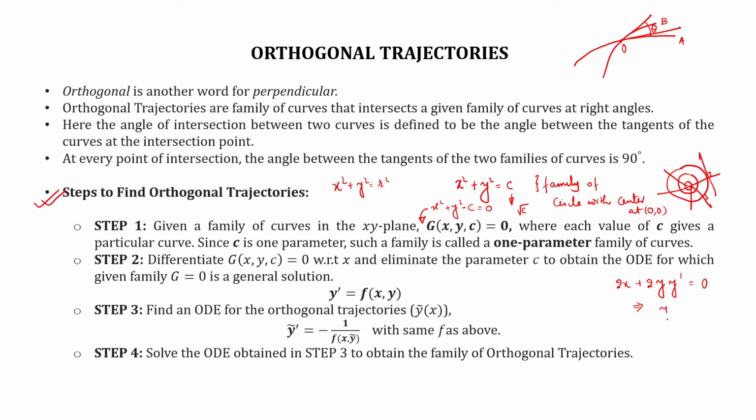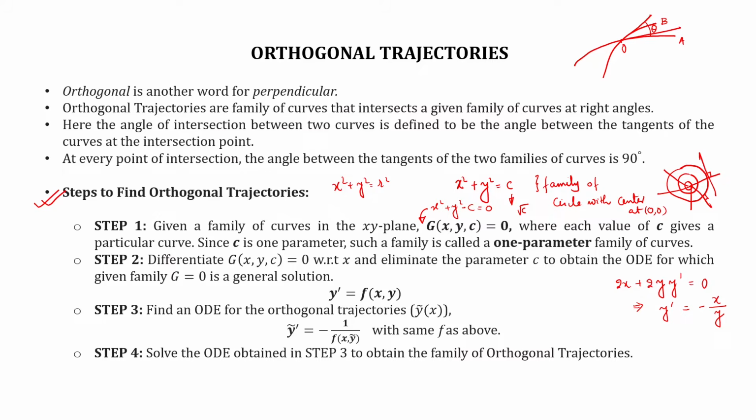This implies y dash equal to minus x divided by y. We saw that this is in the same form as this, and here f of xy is minus x by y. So we have found minus x by y. Now in the next step, we assume that this y tilde x represents the y coordinate of the orthogonal trajectory equation.